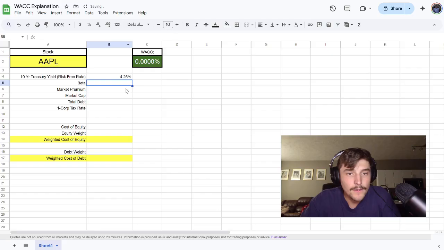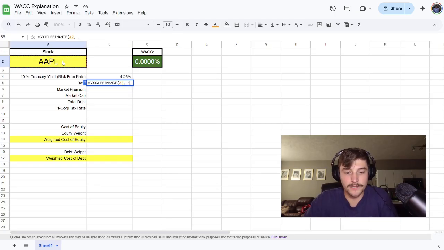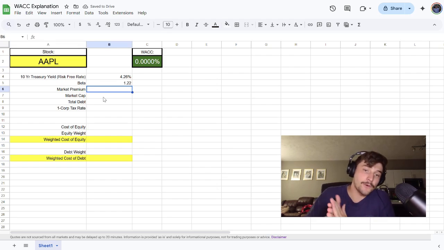Okay, sweet. Now time to find the beta, which we can also use Google Finance for. We're just going to click on our ticker and then comma, quotes, beta. Awesome. Okay, now we're down to market premium.